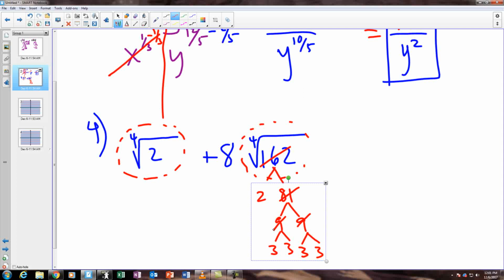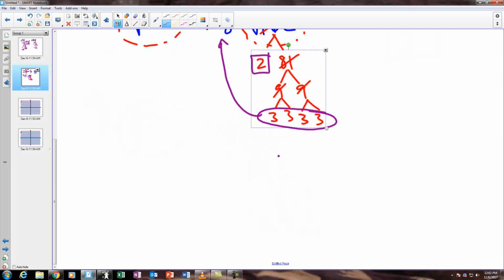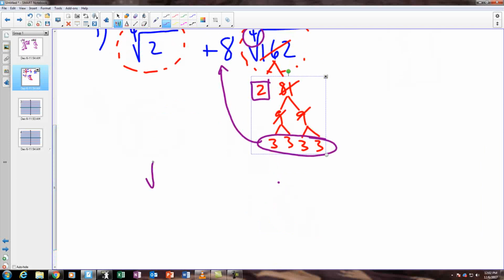So if I start looking at this pile of stuff I have down here, how many 3's do we have? There's 4 of them. And because this is a 4th root, just like question number 1, the 3 can come out and hang out with the 8. But there is this leftover 2. So if I come down a little bit, give myself a little more room here, I've got the 4th root of 2 plus.